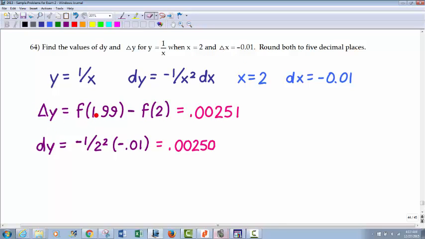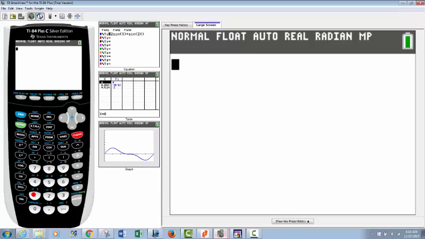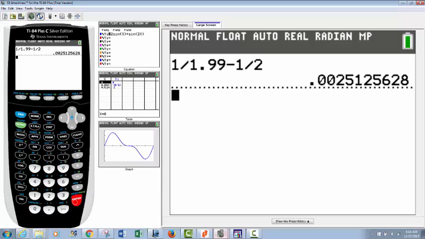That means your second x value can be smaller than the first, and in fact it will be if dx is negative. So 2 plus negative 0.01 would be 1.99, which is 2 minus 0.01. And then f of 2. So basically you're evaluating 1 divided by 1.99 minus 1 divided by 2. So there you see the 0.00251.